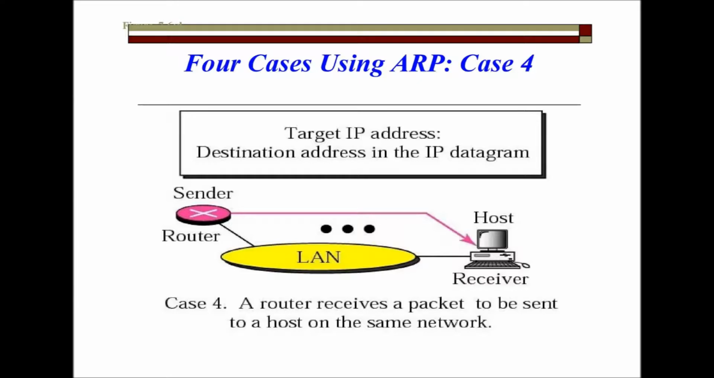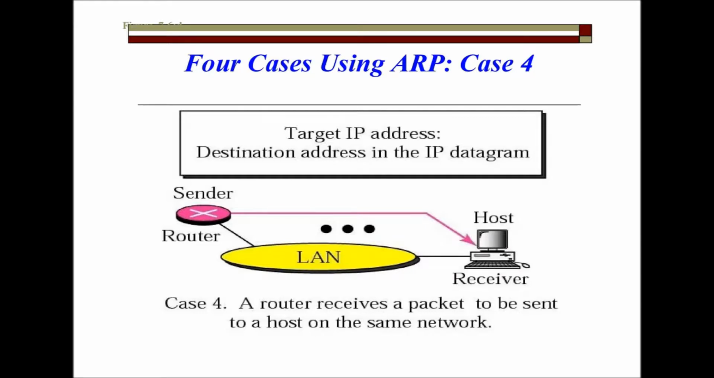So what is case number 4? A router receives a packet to be sent to a host on the same network. So in this case, the ARP request will be forwarded to the destination device, which is the receiver device, which is the host device. So the physical address of this device is needed.